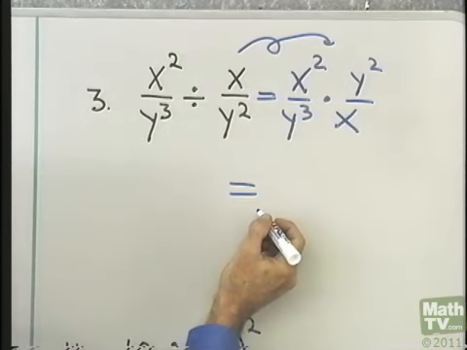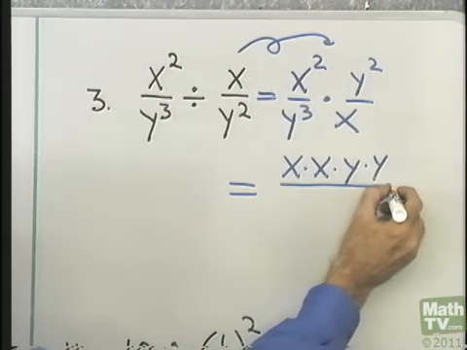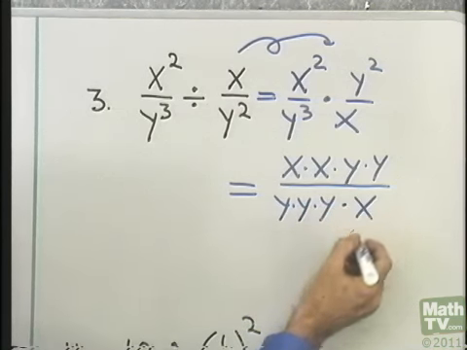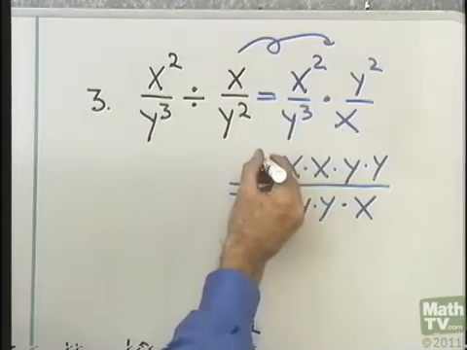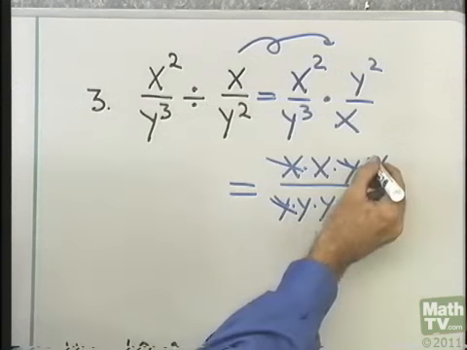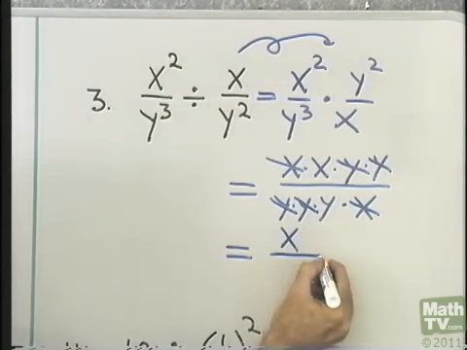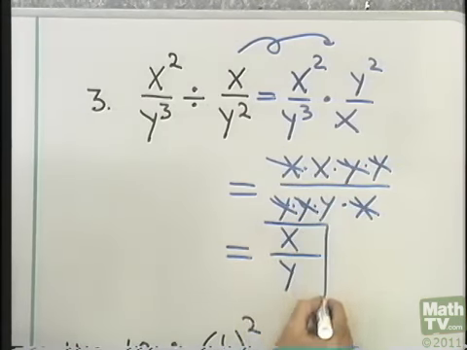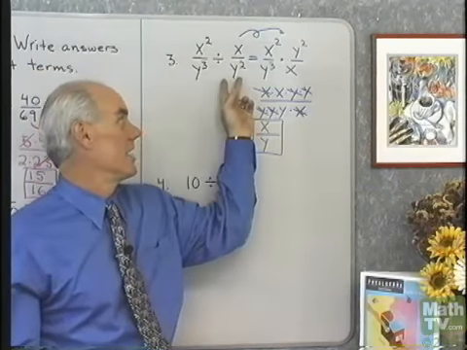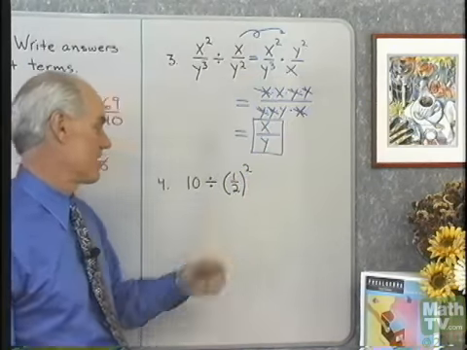Next, I factor the numerator and denominator completely. x times x times y times y, all over y times y times y, because it's y cubed, times x. Now I divide out factors common to the numerator and denominator. I can divide out an x, and I can divide out that y with that y, and that y with that y. What I have left in the numerator is x, and what I have left in the denominator is y. So that fraction reduces down to simply x over y. And again, the only thing new in this section is that division by a fraction is the same as multiplication by its reciprocal.